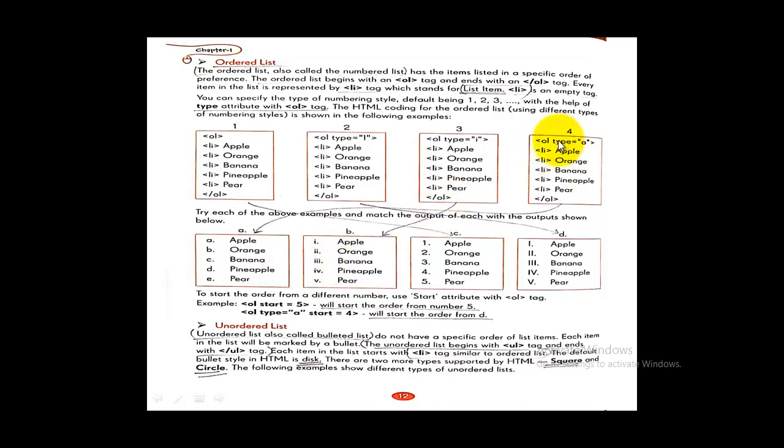Now the last example, number 4, is given in alphabets. The type attribute is given as type equal to A. So it will come in alphabetical order. So you match this fourth example to number A here. It is given in the ordered list as A, B, C, D, E. Apple, orange, banana, pineapple and pear in alphabetical order.